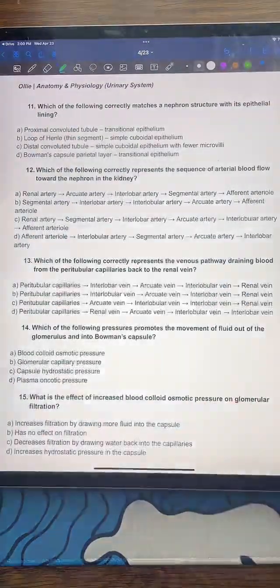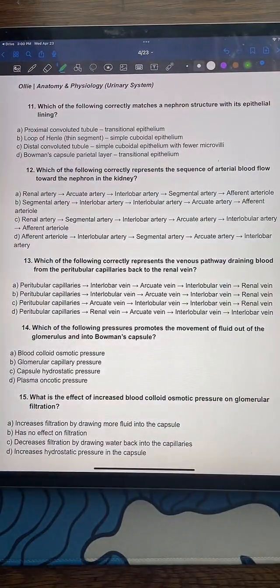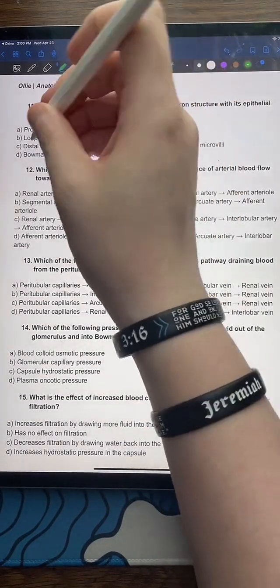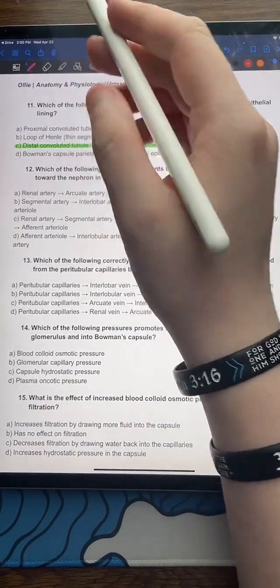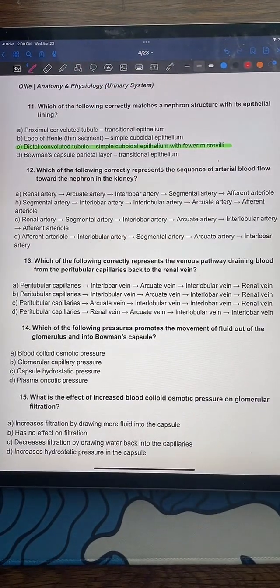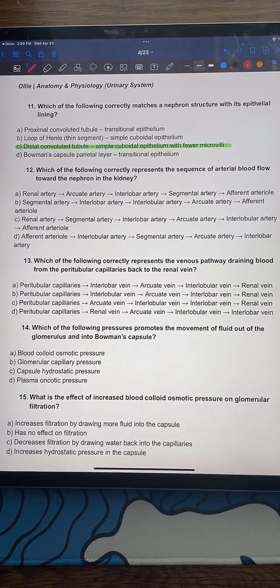Number 11, which of the following correctly describes a nephron structure with its epithelial lining? The answer is C. It is the distal convoluted tubule, the DCT. It has simple cuboidal epithelium with fewer microvilli. So the proximal tubule has simple cuboidal epithelium, not transitional. The thin segment of the loop of Henle has simple squamous epithelium, not cuboidal. And the parietal layer has simple squamous epithelium, not transitional.